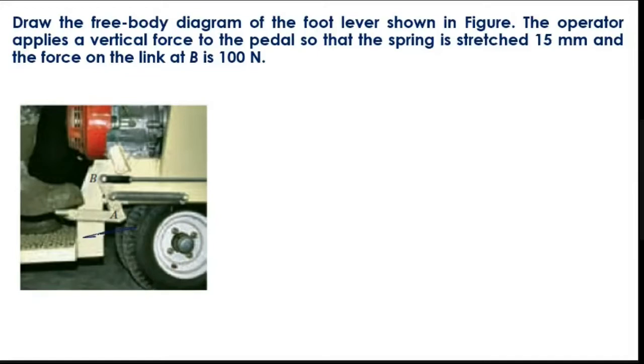You have a foot lever here, right? The operator applies a vertical force in the pedal. So you're applying a vertical force, and you have a spring here which is stretched by 15 mm, and the force on the link AB. They have mentioned what the force is here. This is 100 Newton, right? So I have to draw the free body diagram here, and identify accordingly, right?